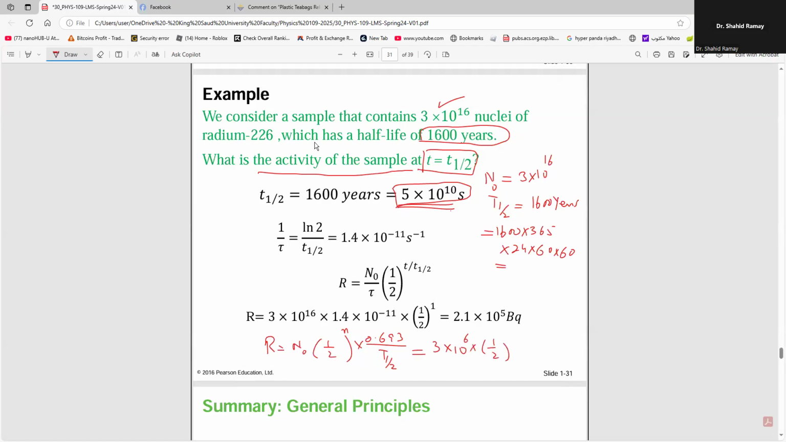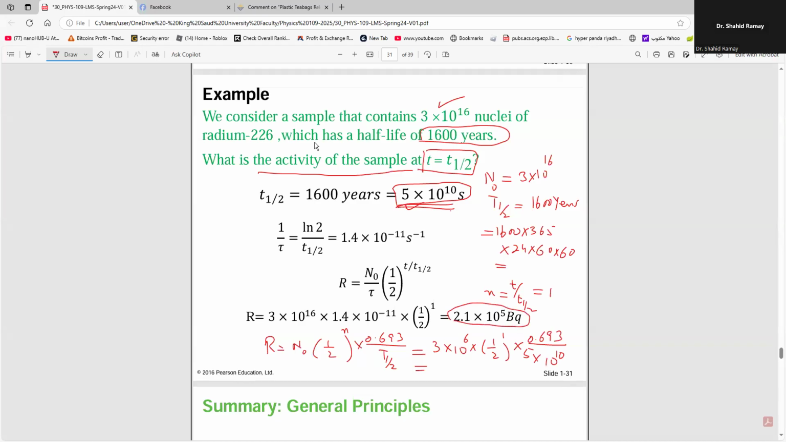So n is equal to what? n is equal to T over T half. T and T half are equal, so n is equal to 1. That's why n is equal to 1. And this is multiplied by 0.693 over T half. T half we have already found in terms of seconds. So that is 5 into 10 raised to power 8. Now you can solve this one and get the answer, and the answer will be in this form.